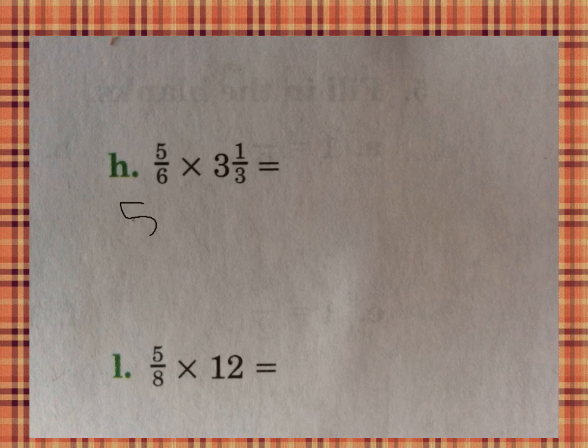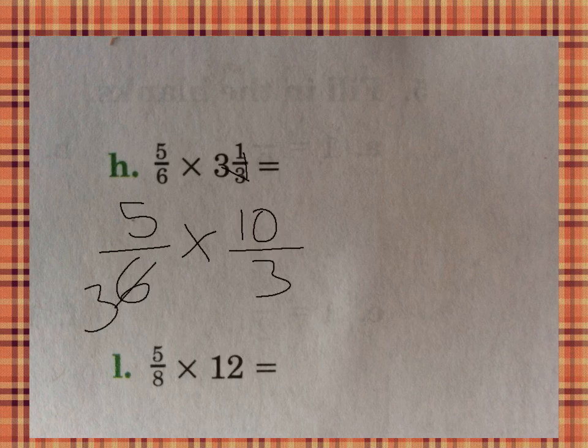H, bring down the 5/6. Multiply it by 3: 3 times 3 is 9, plus the 1 more is 10/3. Nothing cross cancels with 5 and 3, but 6 and 10, 2 goes into both. 2 goes into 6 3 times, 2 goes into 10 5 times. And now we're ready to multiply across.